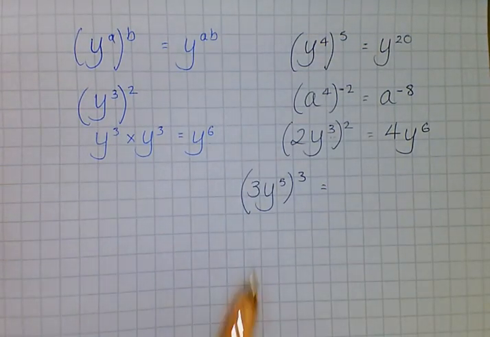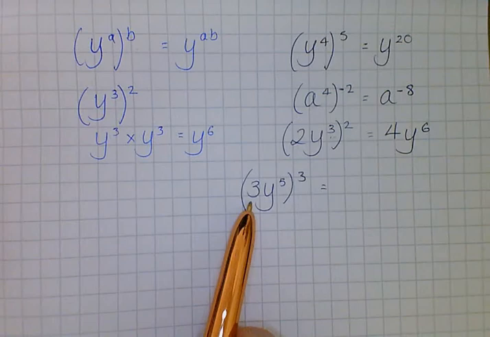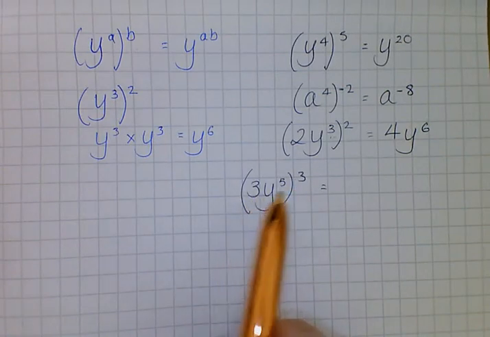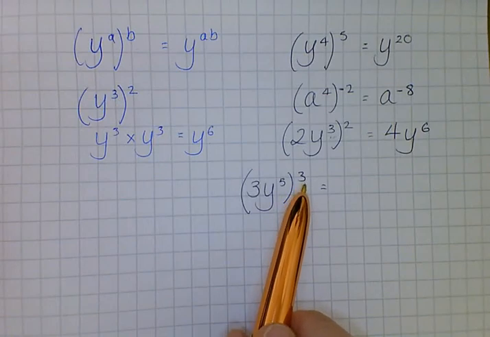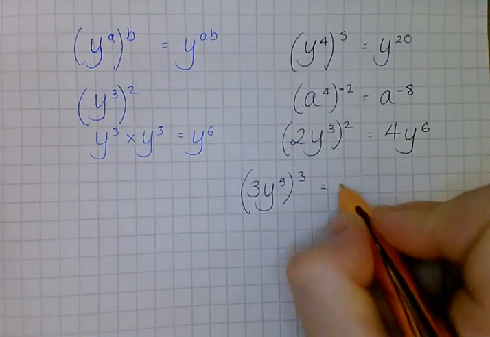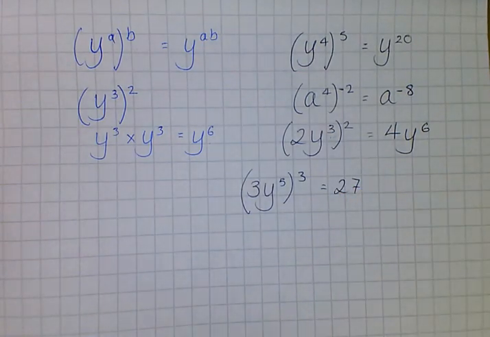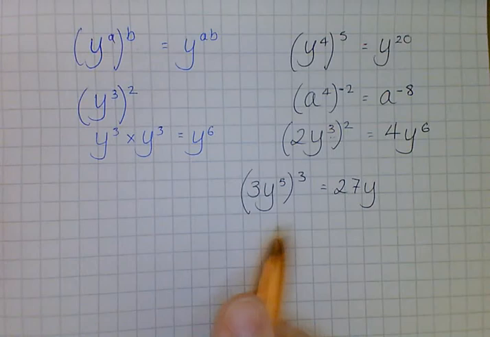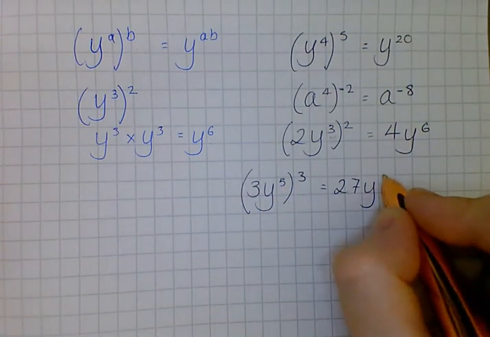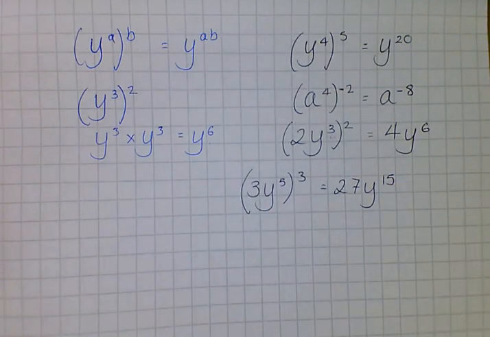So the first thing we're going to do is take the number in the front here and raise that to the power outside. So it's 3 cubed, so 3 times 3 times 3. 3 times 3 is 9, times 3 is 27. Then I've got my y, and then I'm going to multiply my two powers here. So I've got 5 times 3 is 15.